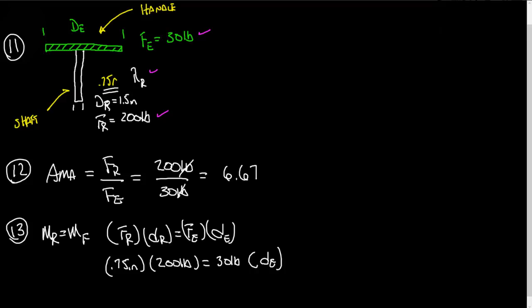I'll put 30 pounds down here, and those two cancel out. My pounds cancel as well. What I'm left with is 0.75 times 200 divided by 30, and that is equal to the radius of my wheel. Let me real quick multiply that out.